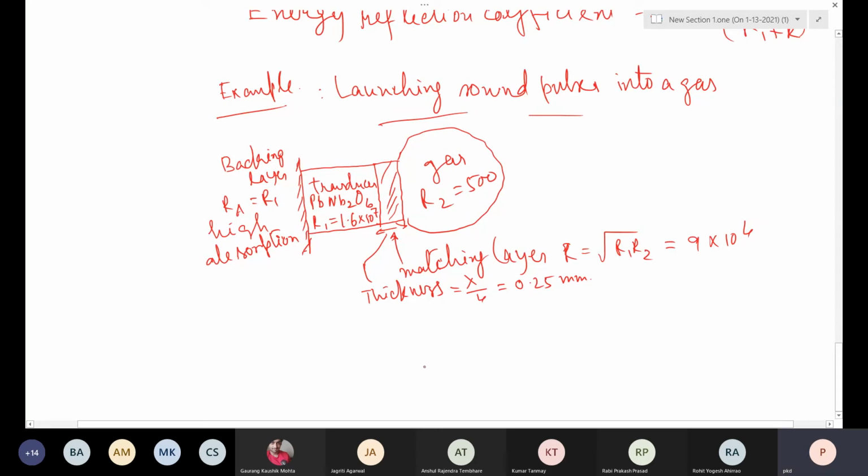Usually, of course, in many other cases, the transducer material is generally chosen in such a manner that the sound energy reflection will be minimized. Like say, if it is water instead of gas, water is around 0.13 into 10 to the power 7. For water it is 0.13 into 10 to the power 7.